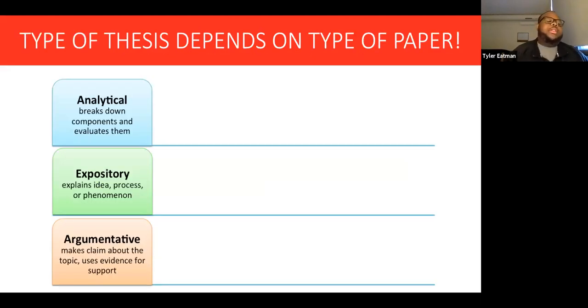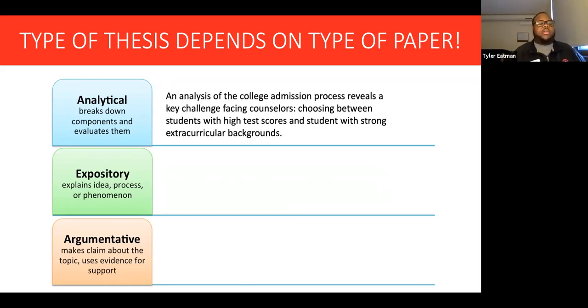The different types of theses depend on the type of paper that you're writing. There's analytical, expository, and argumentative. An example: an analysis of the student admissions process reveals a key challenge facing counselors choosing between students with high test scores and students with a strong extracurricular background. Analytical breaks down the components and evaluates them.